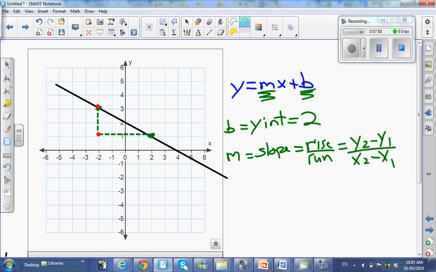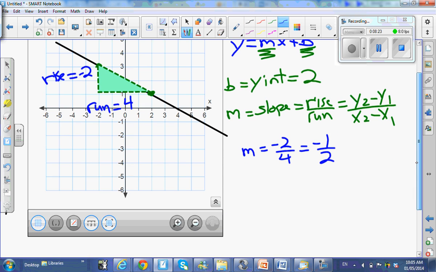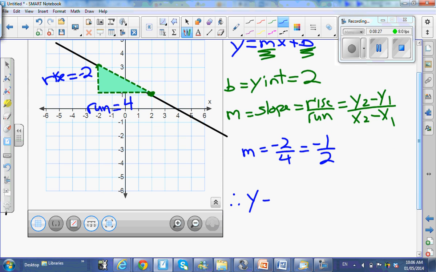Okay, and so the rise here, going from this point to this point, my rise, you should see, is actually -2. I'm going down 1, 2 squares. And my run is 1, 2, 3, 4. Right? So it's positive. So my slope equals -2 over 4, which is -1/2. So my final equation just becomes plugging in, therefore y equals -1/2 x plus 2. Okay, so hopefully that helps.